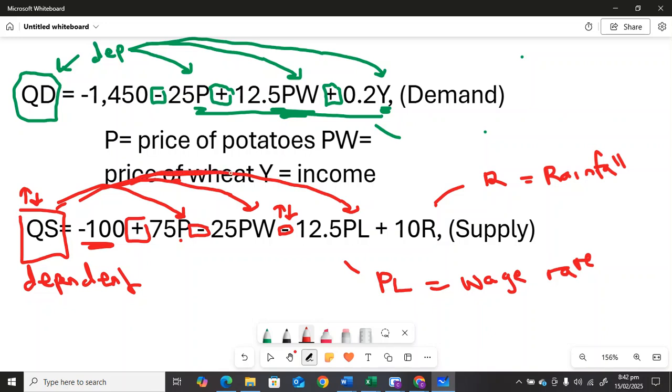And finally, quantity supplied is dependent on rainfall. As we can see here, there's a positive relationship. The more it rains, the more potatoes will grow, the more potatoes will be supplied. The less rain, the fewer potatoes will grow, and the fewer potatoes are going to be supplied.